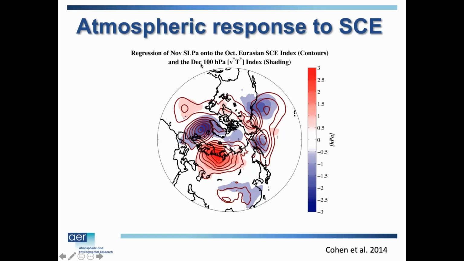When you regress this December heat flux in the lower stratosphere onto November sea level pressure, you get almost the same exact pattern. So when you have above normal polar heat flux, which would lead to a weaker polar vortex, you have high pressure over the Urals and the Scandinavian region, and you have low pressure in the ocean basins, and that's the contour, that's the shading, right?